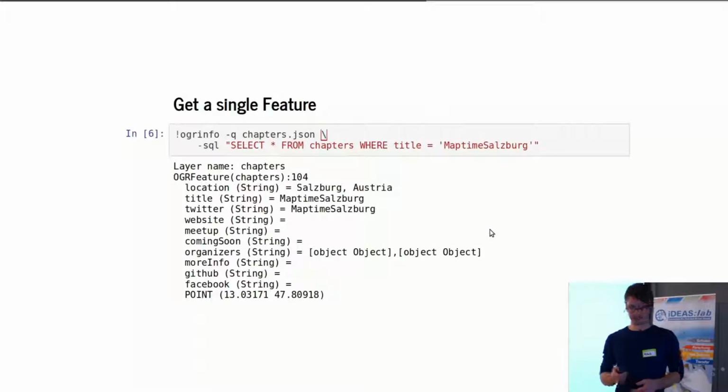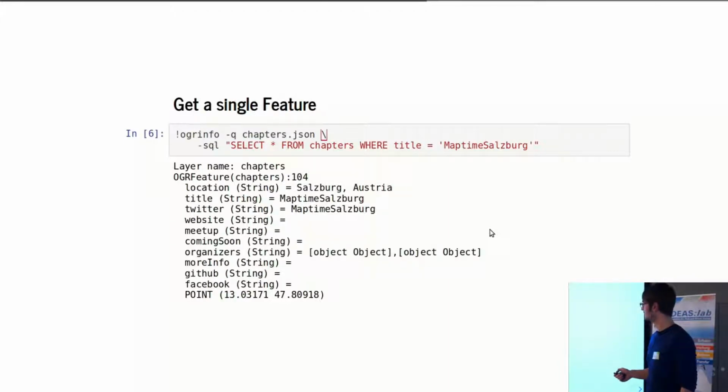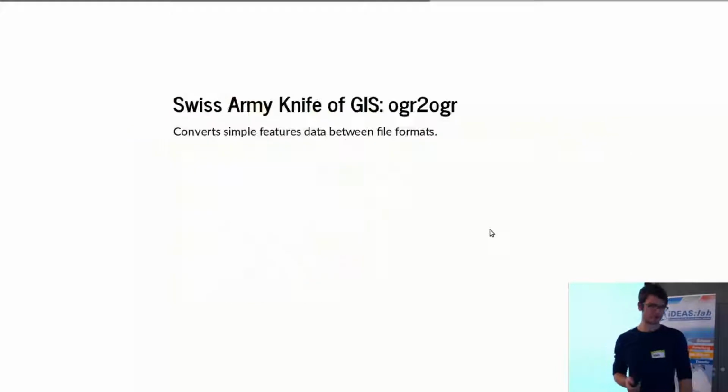Then you can get a single feature. In this case, we want all chapters where the title is Maptime Salzburg. So you will get the information for that here.